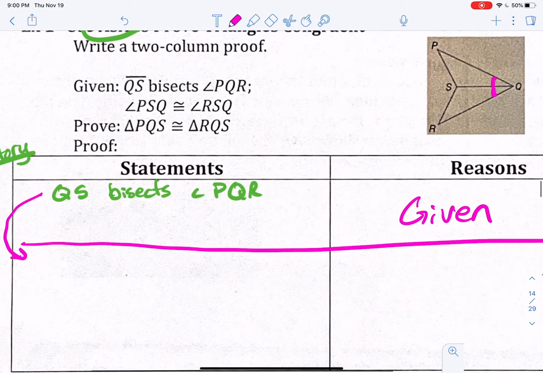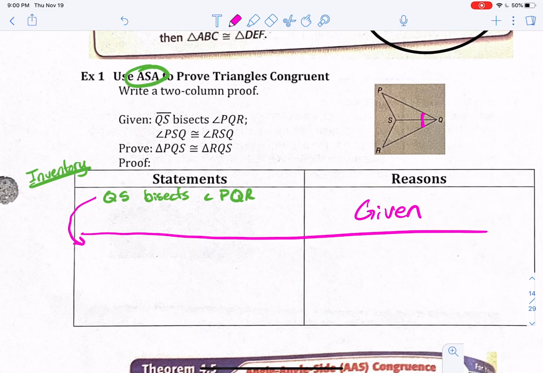That top angle, I can't just call it angle Q because there are 2 angle Qs, so I have to name it with 3 letters. Let's call the top angle angle PQS. Ooh, that was really bad.